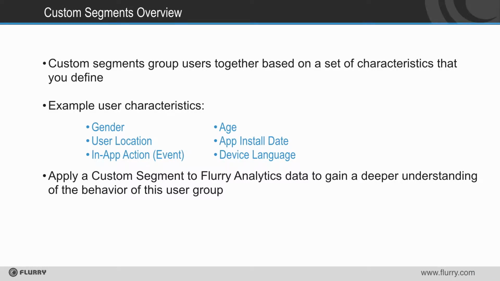Well, it's Flurry's way of grouping users together based on a set of characteristics that you define. That might be user gender, location, a specific action they've taken in the app, or any combination of the above. Once you've defined a segment, you can apply it to your Flurry Analytics data to drill deeper into the behavior of this subgroup. Let's see how.